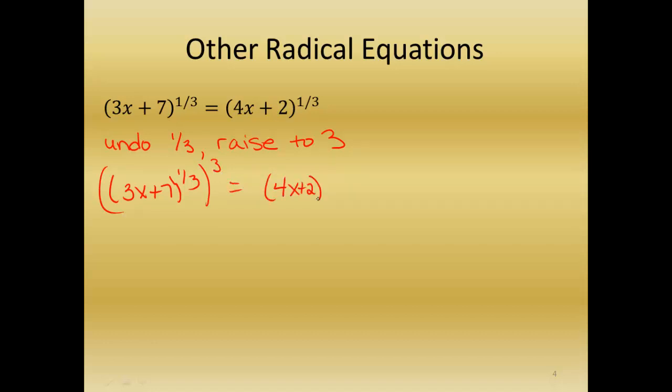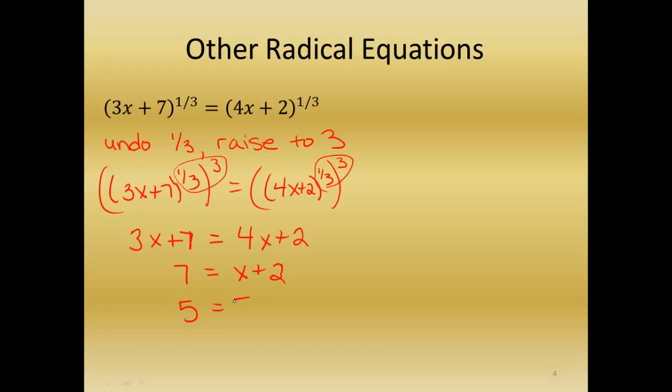equals (4x plus 2) to the 1/3, cubed. Raise both sides to the third power. A 1/3 and a 3 multiply to be 1. So I have 3x plus 7 equals, the exponents cancel each other out, 4x plus 2, and it's a linear equation. Subtract 3x from both sides, subtract 2, x equals 5.